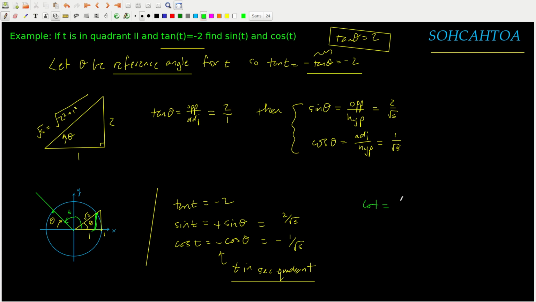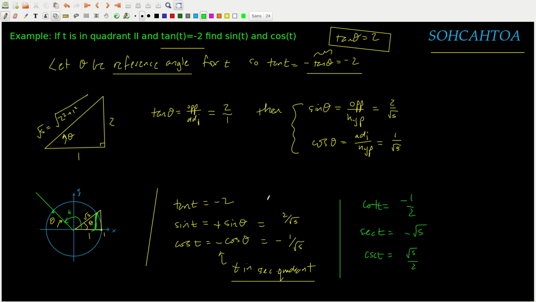For example, the cotangent of t would be 1 over tan, so that would be minus 1/2. The secant of t would be 1 over cosine of t, which would be minus the square root of 5. The cosecant of t is 1 over sine of t, which is the square root of 5 over 2. So using this idea, we can again find all of those trig functions.